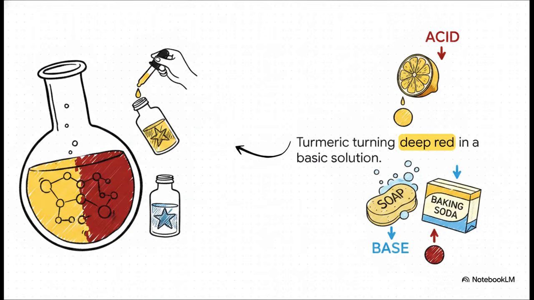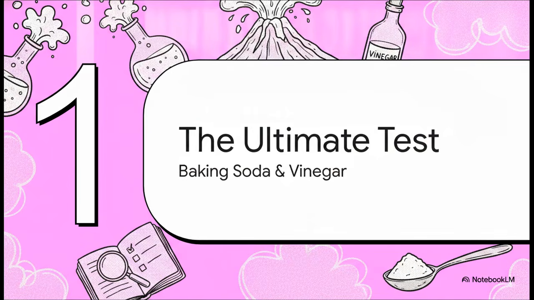And that brings us to another really dramatic clue: a sudden color change. Take turmeric, for example. Turmeric contains a chemical called curcumin, which is naturally a bright yellow. But notice what happens when it encounters a basic substance, like a mixture of soap or baking soda. It instantly transforms into this deep, rich red color. It's basically a visual alarm bell telling us the chemical structure has changed. Interestingly enough, if you were to add an acid, like a squeeze of lemon juice, it would actually reverse right back to yellow.